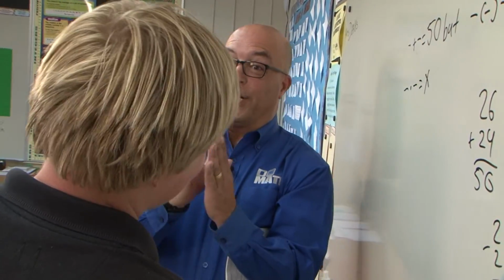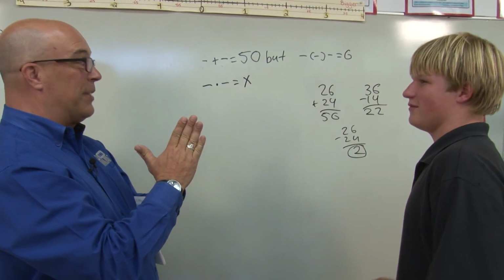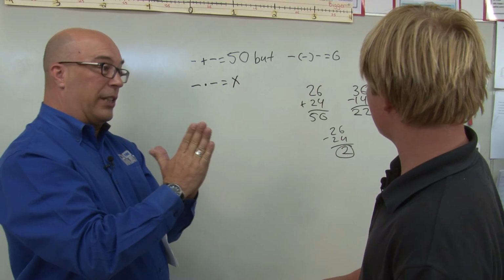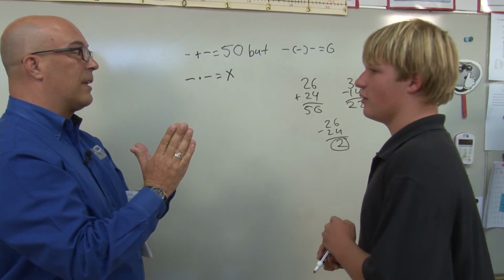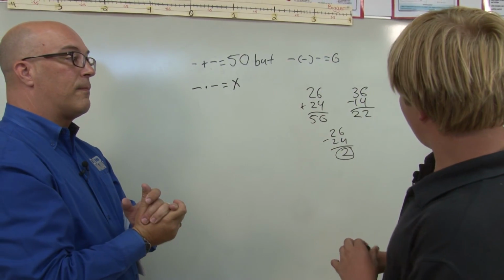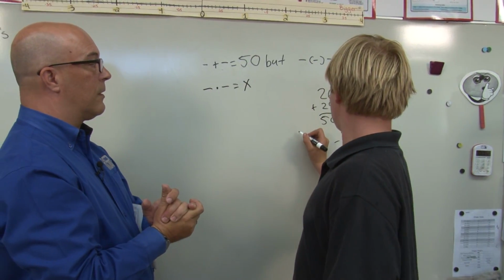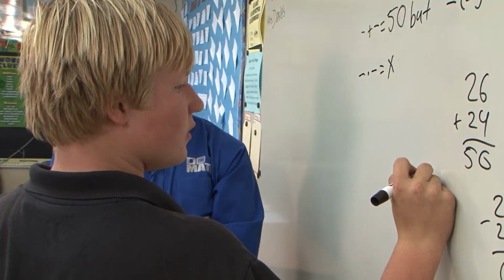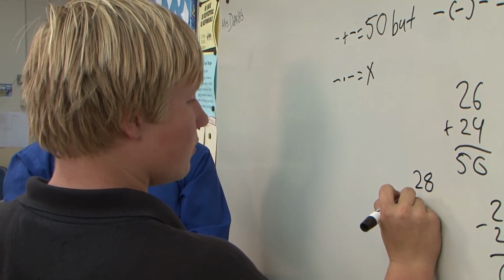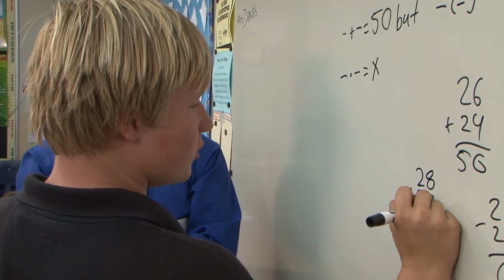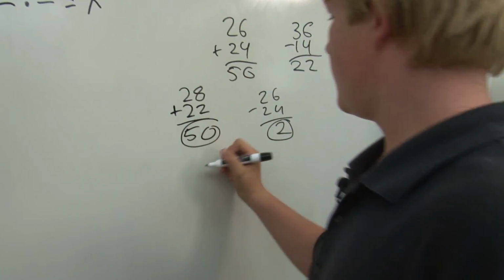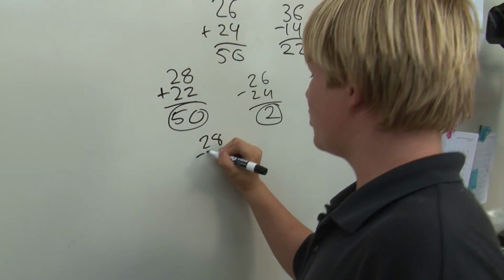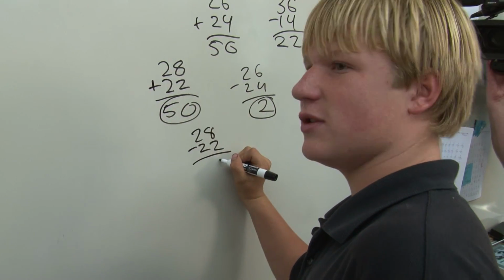So now we're really close, right? 26 and 24 is really close. So what do we need to do? We need to make one number higher. Okay, so what would you like to try? I'm going to do 28 plus 22. Perfect. Try that. So that equals 50. Okay. And 28 minus 22 equals 6.